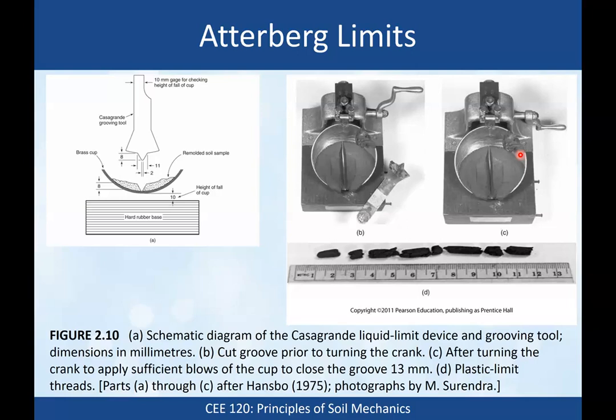So you prepare the soil to a certain water content. You do the liquid limit test, and maybe it takes, say, 40 taps to close that groove. Well, then you add a little bit of water and mix the soil up again. You do it again, and maybe it takes 28 taps to close that groove. As you add water, the soil closes in fewer taps.